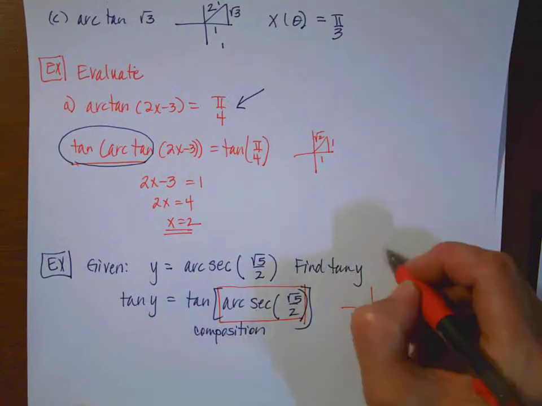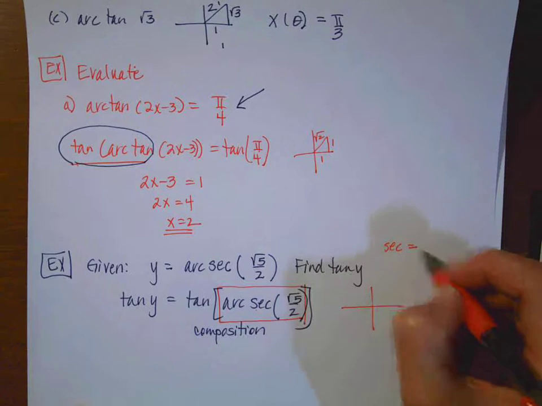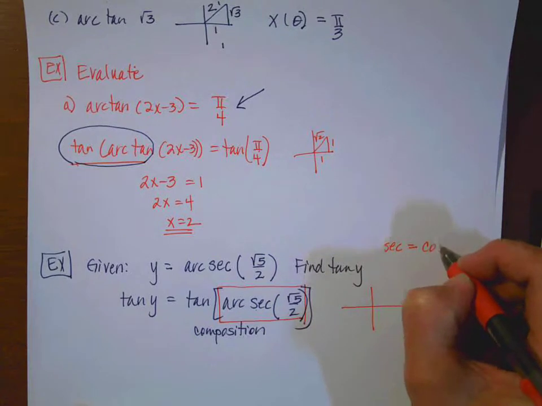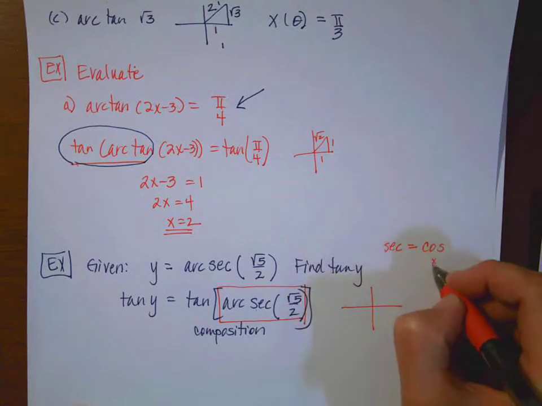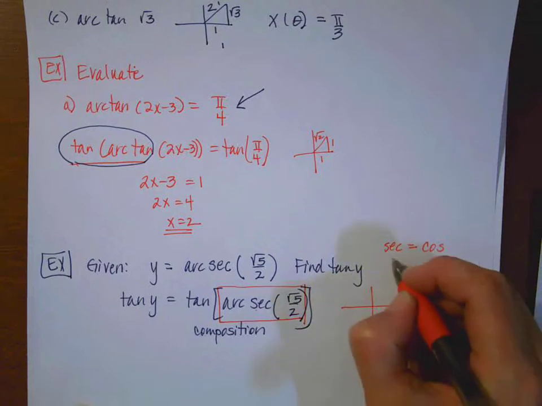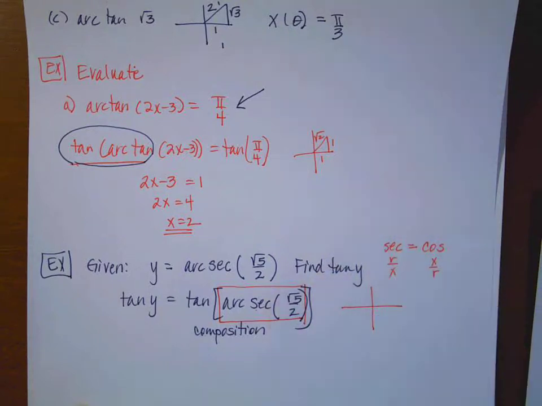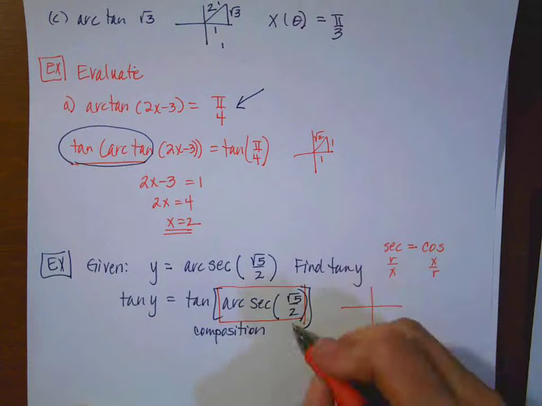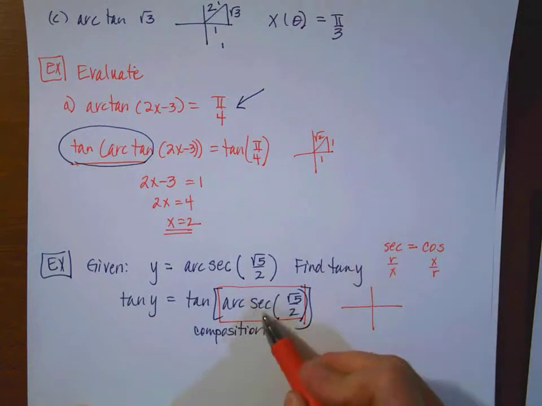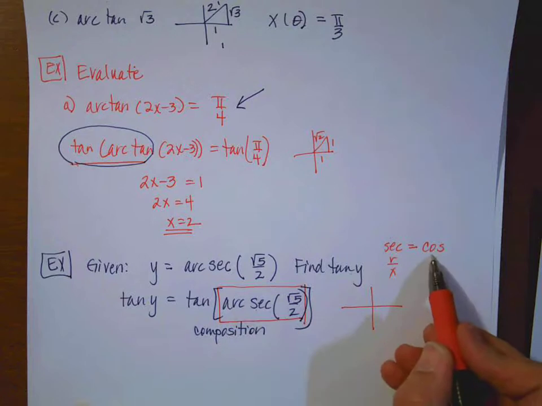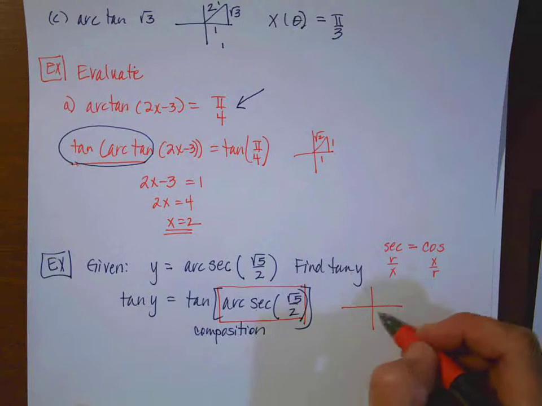So let's manage this part first, and I'm going to do that by drawing a triangle. So secant is the reciprocal of cosine. Cosine is x over r, which means secant is r over x, right? So then cosine is restricted, and arcsecant is restricted to the same domain as cosine, so that makes it easier on our poor little pea brains.